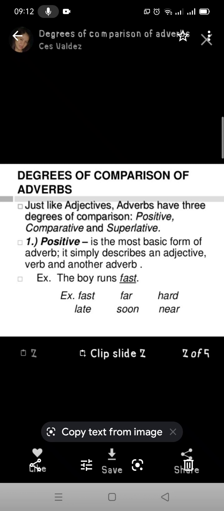Below there is an example that will be very clear to you. The boy runs fast. Fast is the first degree of adverb, and there is no comparison with the boy, so we will use the first degree of adverb here, the positive degree. More examples of positive degree of adverb are fast, far, hard, late, soon and later.